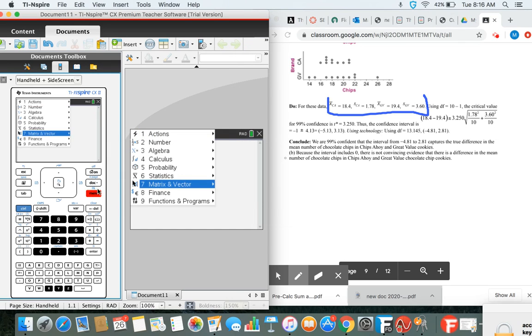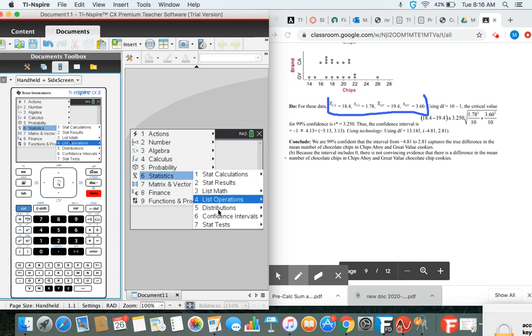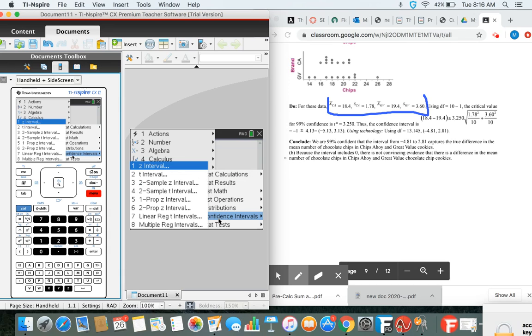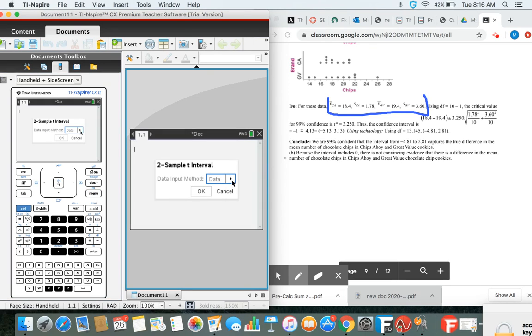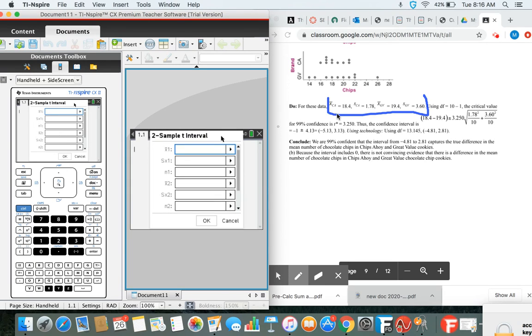Okay, sorry. So we're going to go to menu, statistics, confidence intervals. Now we have two samples, right? We don't have two proportions. We have two samples, so a two sample t interval. Right now we have stats, and we just have to enter them like this.